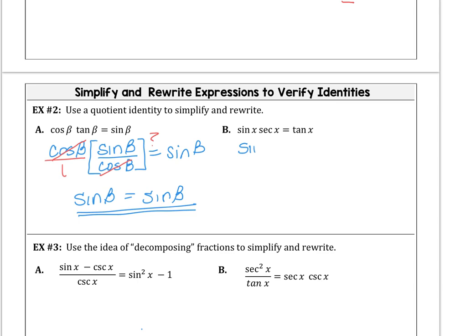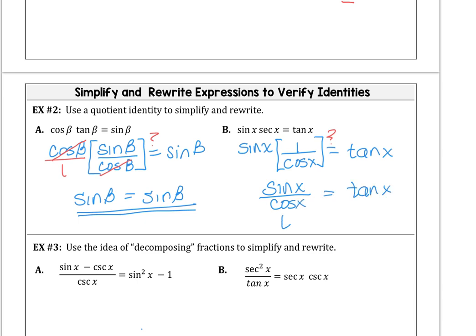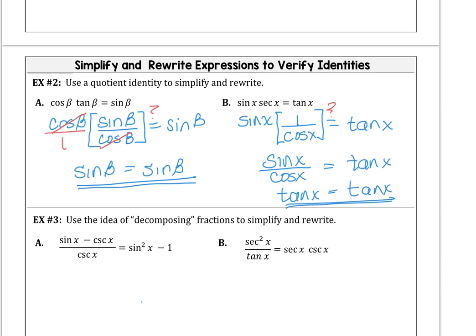Following that same thinking here, sine times secant, where secant is 1 over cosine, is that equivalent to tangent? And yes, we can see that sine divided by cosine is equal to tangent. So the left side of that identity is equal to the right side of that identity. These are like proofs back in geometry, but we're proving trig statements.